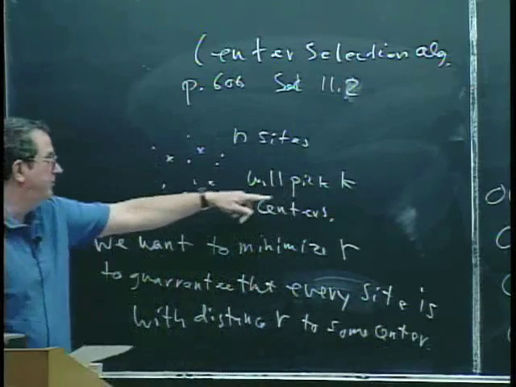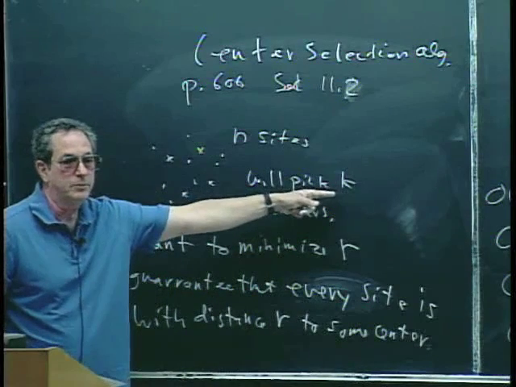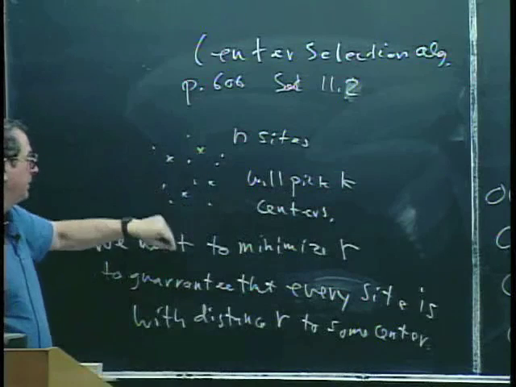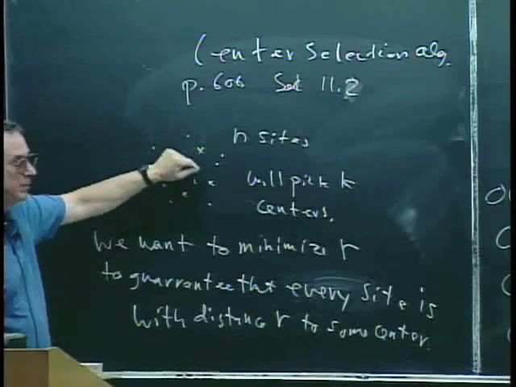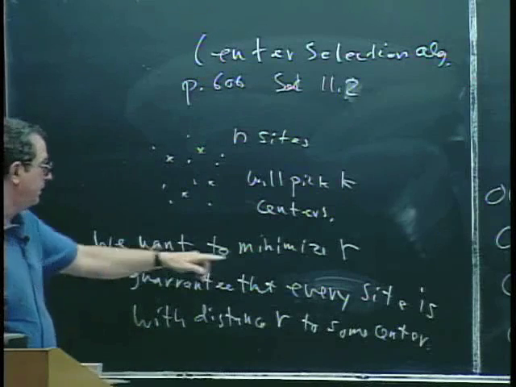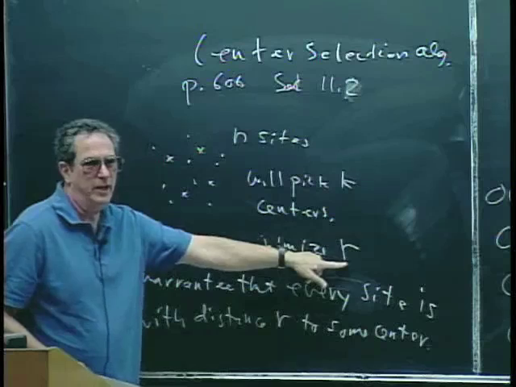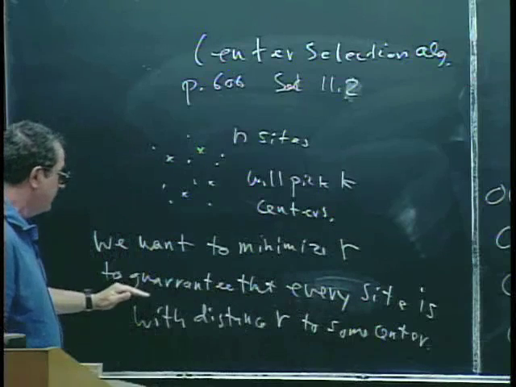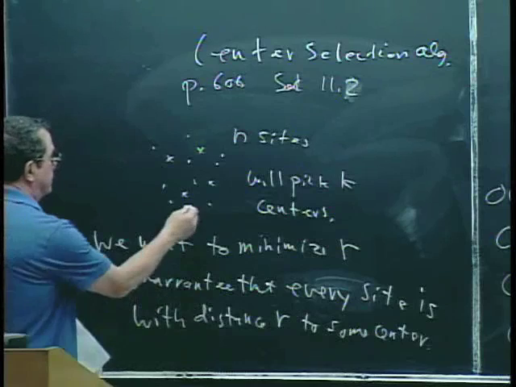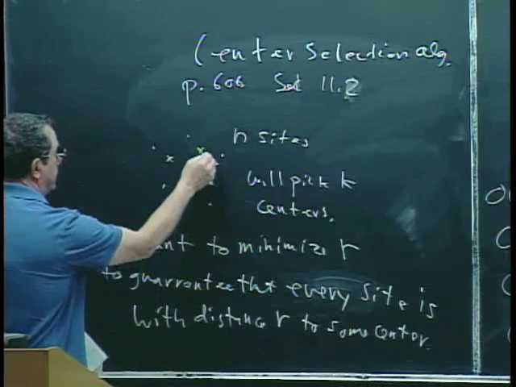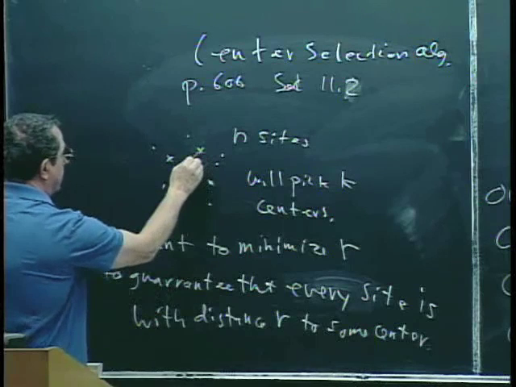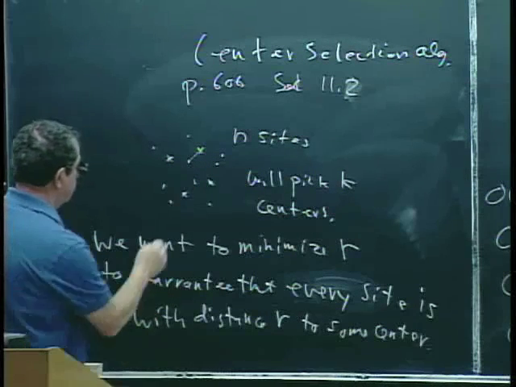So we've already fixed how many centers we're going to pick, K. That's part of the problem input. But you still have to figure out where you want to place them so that you minimize R, which is called the radius, that guarantees that every site is within distance R to some center. So if I use these x's as centers here, then for every site, we would look for the closest center.